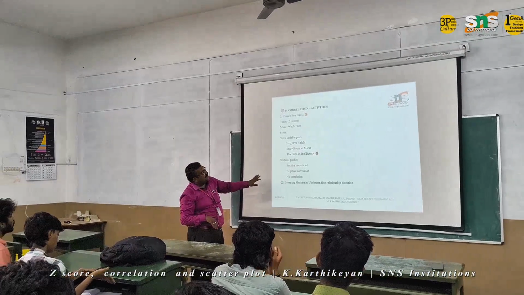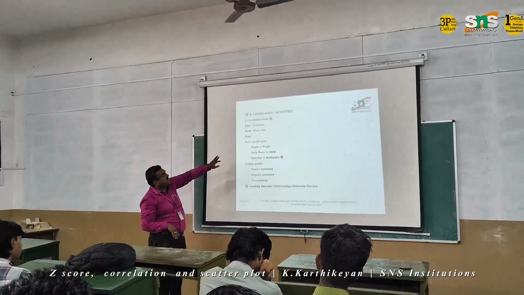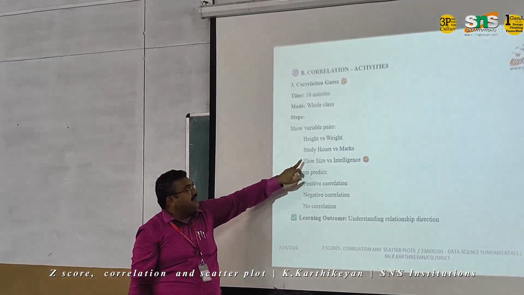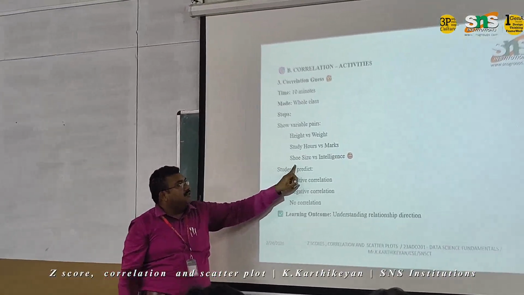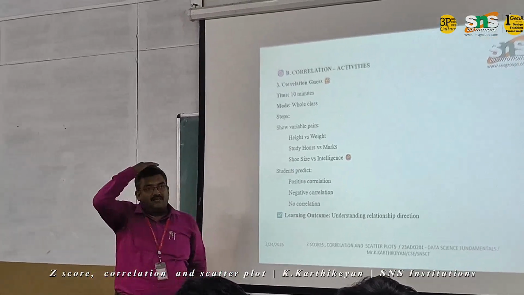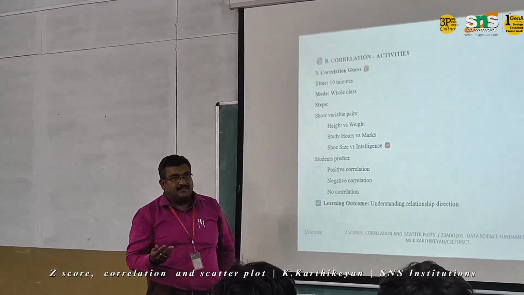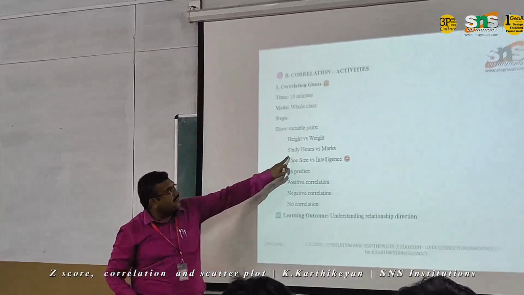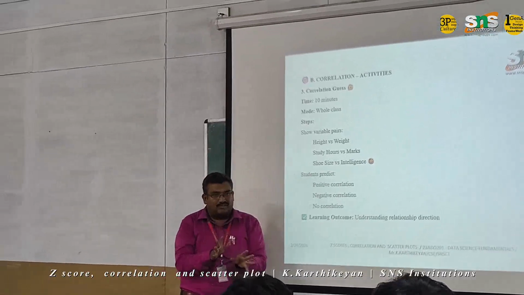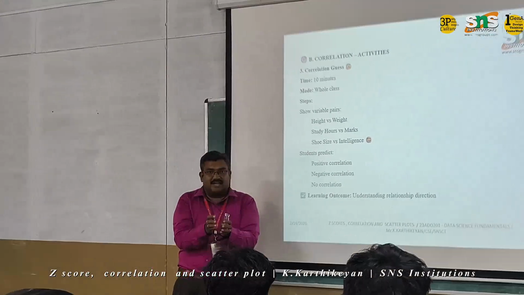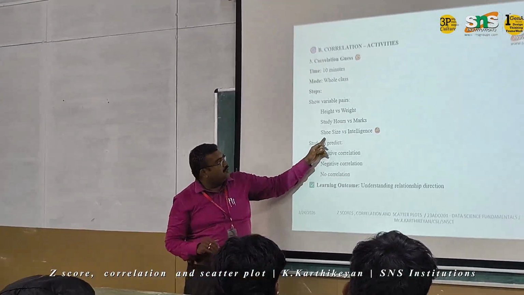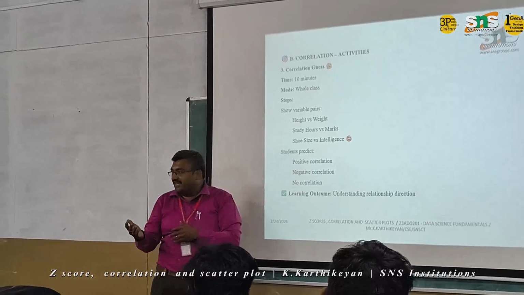This is an activity on correlation, time 10 minutes, mode whole class. State height and weight, study hours and marks, shoe size and intelligence. For example, height and weight: what is my height, what is my weight? You can analyze based on your class. Second, study hours and marks: if you increase your study hours, you can get good marks; if you study less, you cannot. And shoe size and intelligence, based on your thinking.